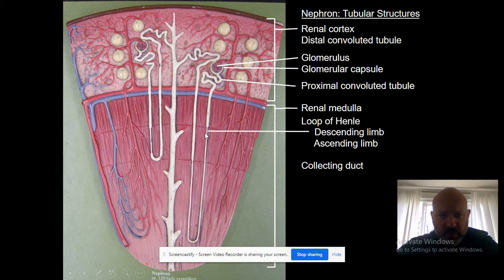And then from here, the filtrate goes down into the descending loop of what's called the loop of Henle, and you can see we go all the way down into the medulla, and then up the ascending loop. And when we're going down here, this area over here is hypertonic compared to this area over here. So this is the section of the kidney that is used for maintaining salt and water balance.